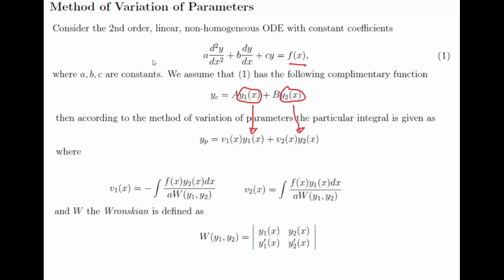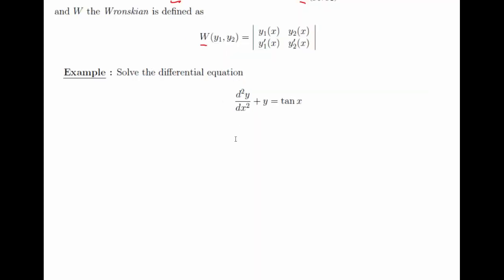So this is how the Wronskian is calculated. This Wronskian will end up here being the denominator. Okay, so let's look at an example of how we find the solution using the method of variation of parameters. We're not going to see how the complementary function is calculated. I'll just do that for you here.